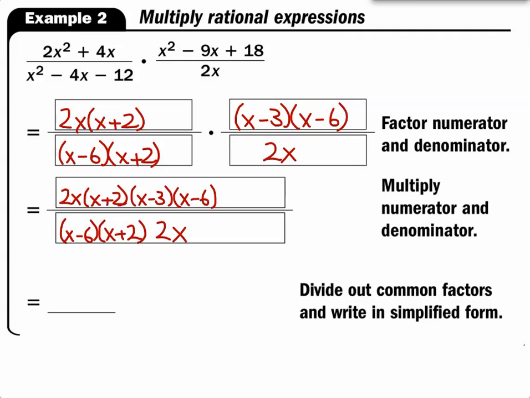Now, divide out common factors. I'm going to do that here in blue. We have an x in common. We have a 2 in common. And we have an x plus 2 in common. And an x minus 6 in common. The only thing left is that lonely x minus 3. That's it. That there, ladies and gentlemen, is example 2.